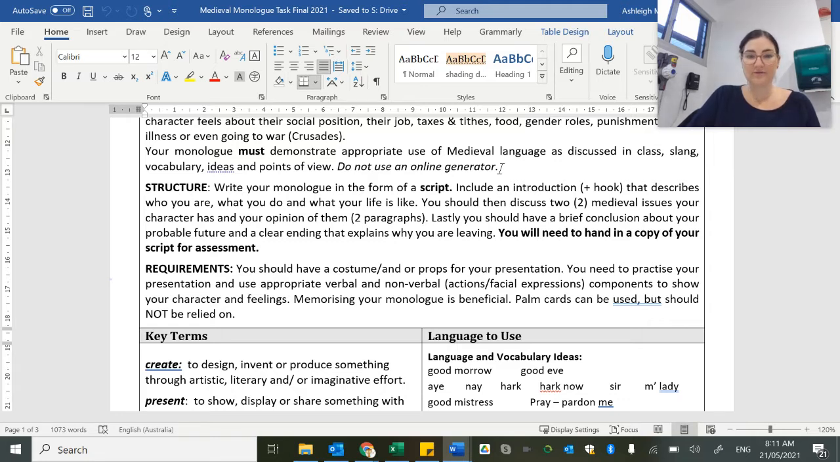Now, you should have a costume or some sort of props for your presentation. And a big tip is to actually use your props in your presentation. Don't just bring them in and pop them on the desk. So your costume would preferably be either homemade or borrowed, rather than purchasing one, because we don't want you to have to go and spend any money.